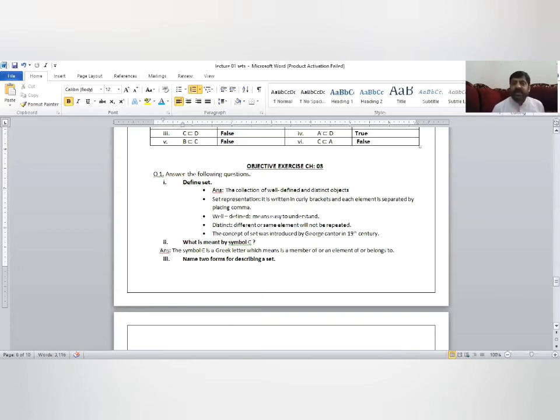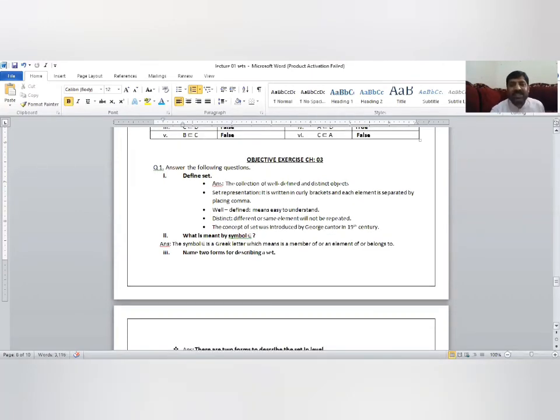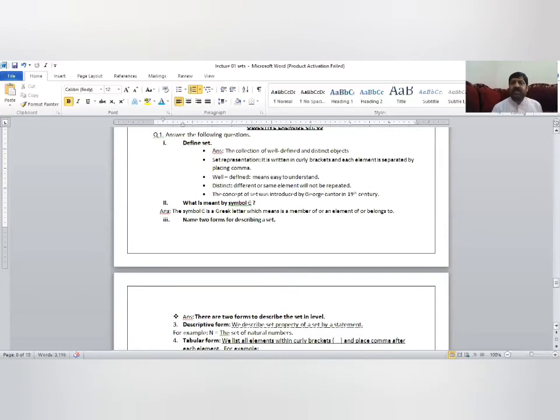Dear students, here is the objective exercise 3. Here are a few questions. Questions number 1, 2, and 3. First question, we have the definition that we already mentioned in the first lecture. Define the set. A collection of well-defined and distinct objects is called a set. A set is represented in curly brackets, and sets are denoted by capital letters. Values inside the set are called the members or elements of the set.